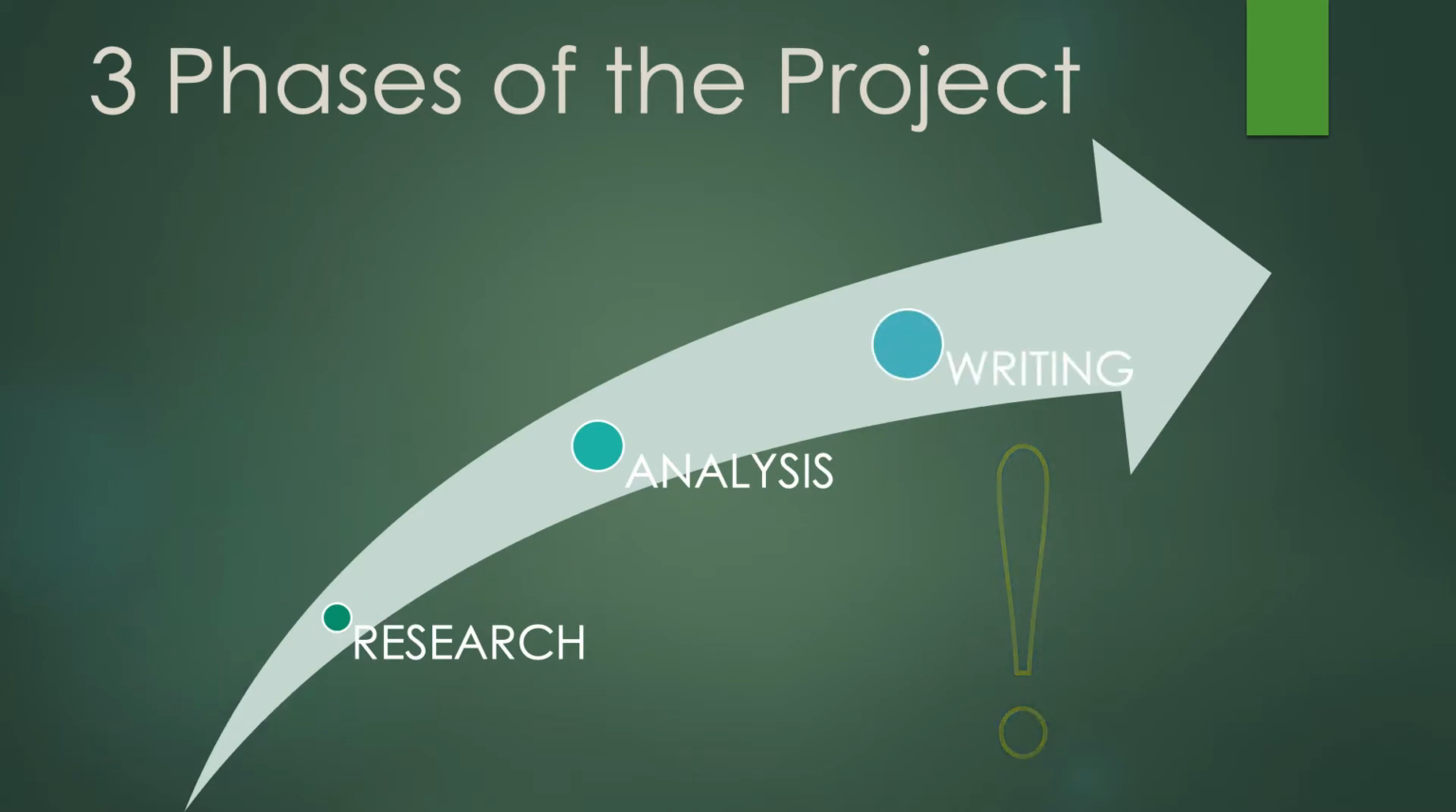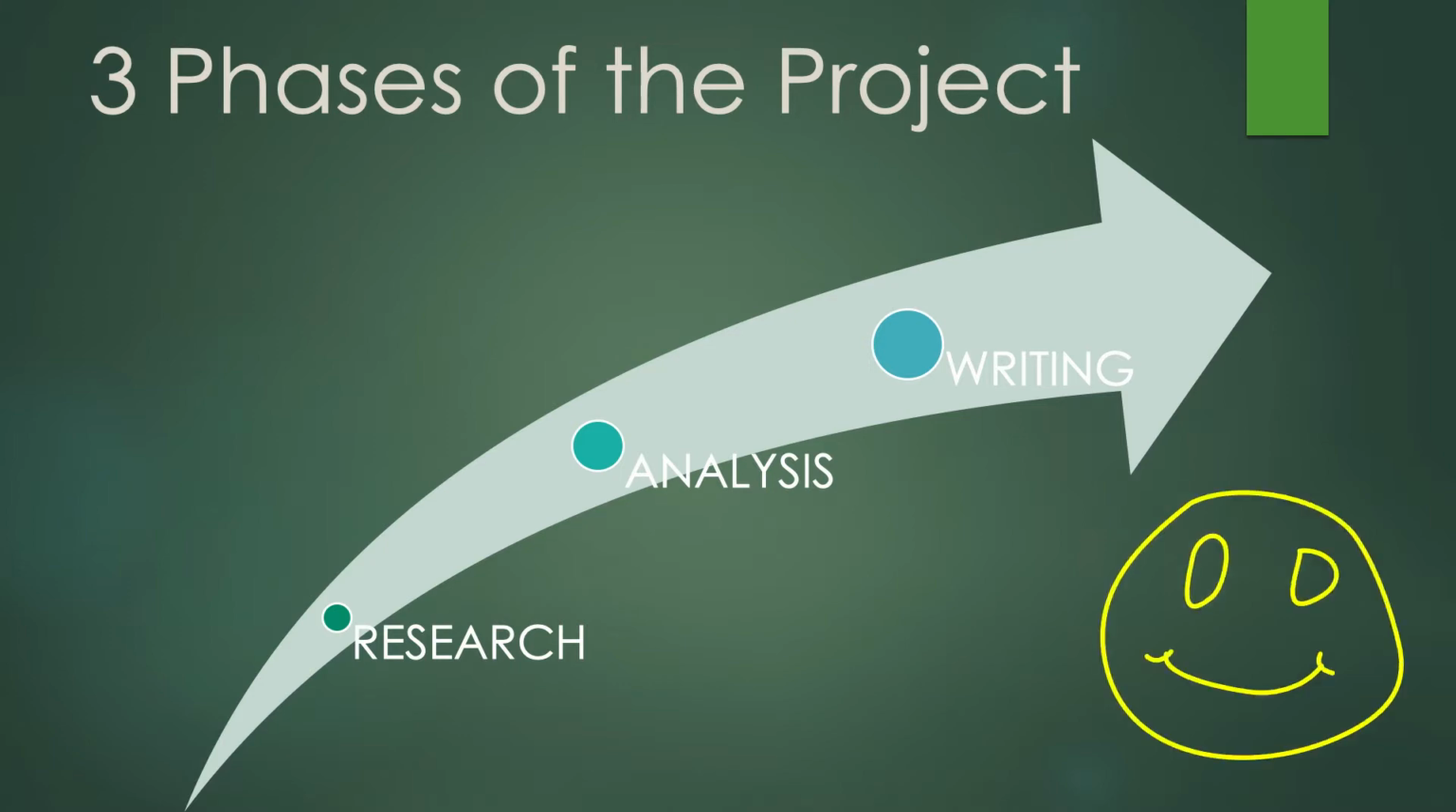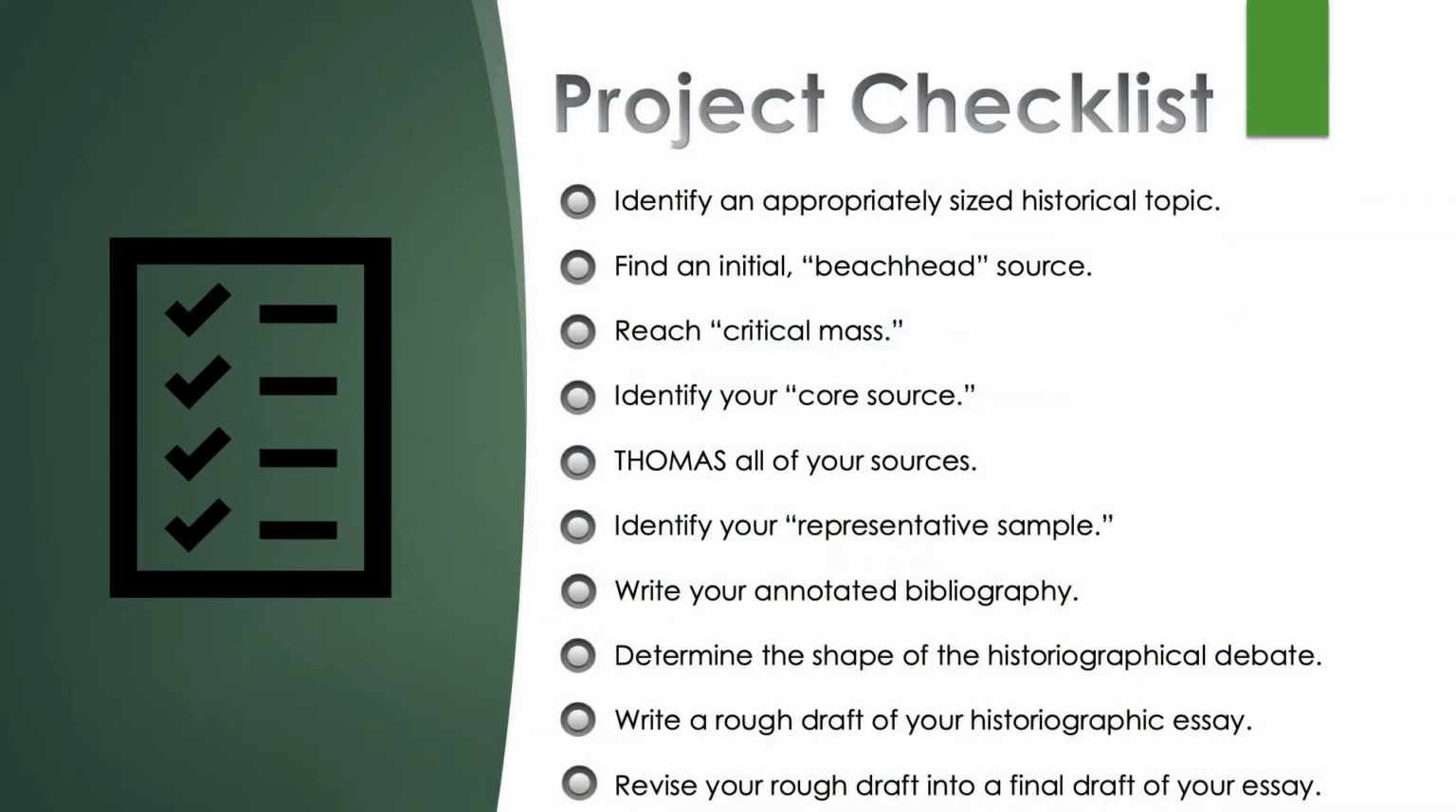The third and final phase, of course, is just writing. This is simply taking all the work you've done and communicating it clearly in written assignments. More on this next week. But let's break all this down a little more. Here's our project checklist. Here are all the things that you need to do to complete the historiographic project. We've already covered a lot of these, and you should be well on your way through much of this list by now. I haven't shown the check marks here, but we'll go over those in class.